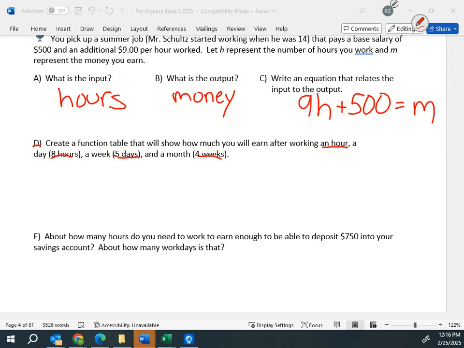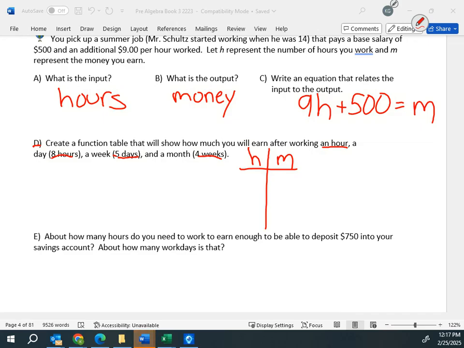So you want to make sure that you're always including each bit of information given. Base salary of $500 says we are always going to have $500. So we're adding to that 500. Now, create a function table that will show how much you will earn after working an hour, 8 days, 5 days, 4 weeks. So we have our hours and we have our money. What number should I put for my input?